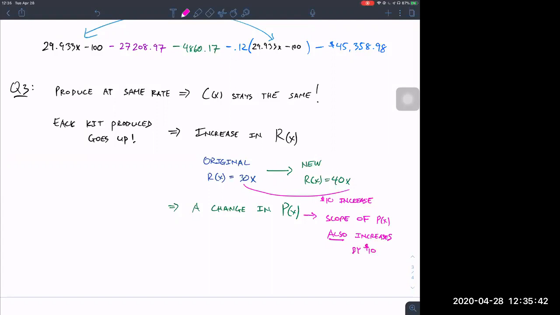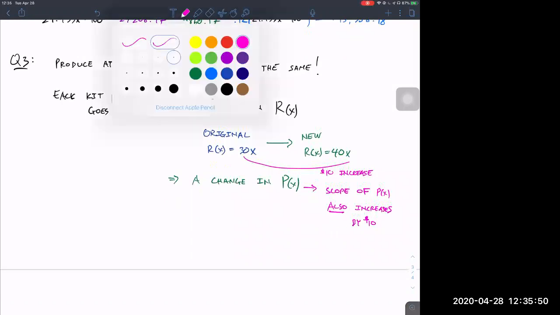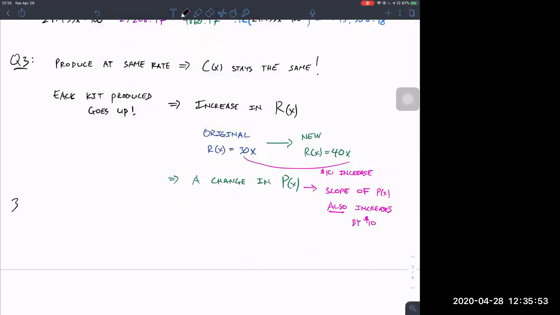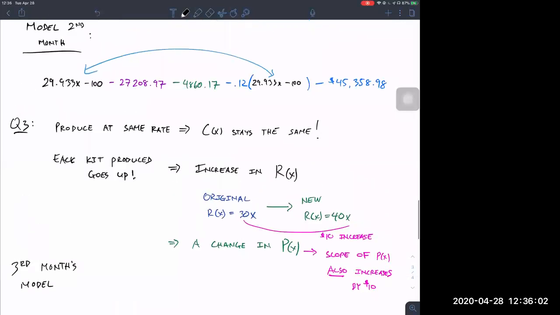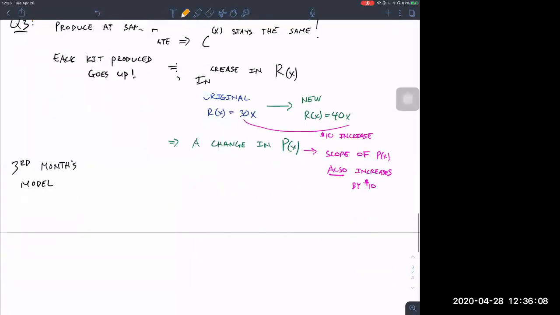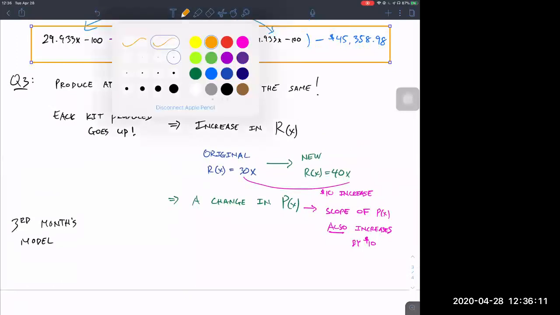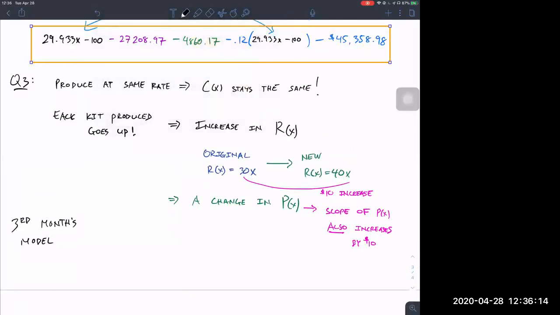Now, if you can surmise that properly, give it to me in basically 2 to 3 sentences, you'll get full credit. If you don't know how to do that, you can always rewrite the model, and the model will look like this. Third month's model. I forgot to box this answer up here, so let me do that really quick for anyone that refers back to the notes. So now this should be not 29, but 39.933x minus 100. The intercept does not change because changing the slope doesn't affect that.